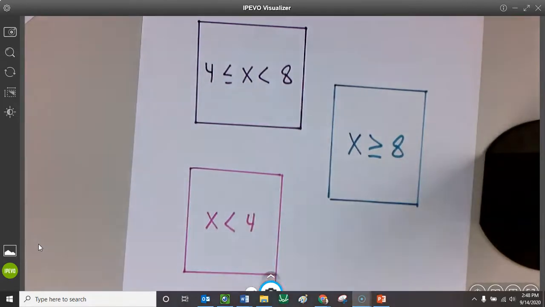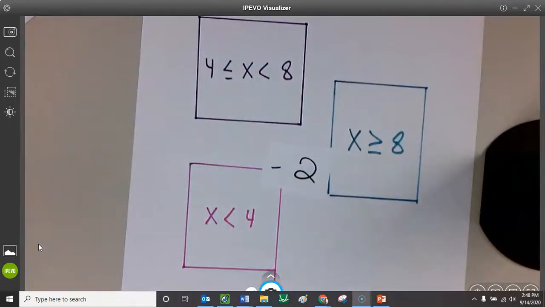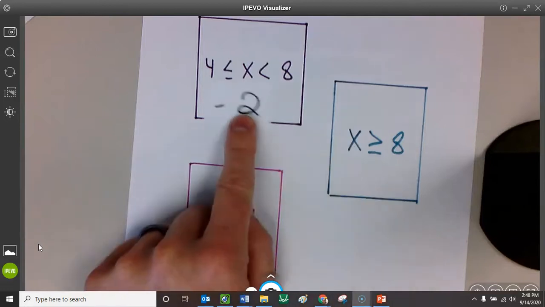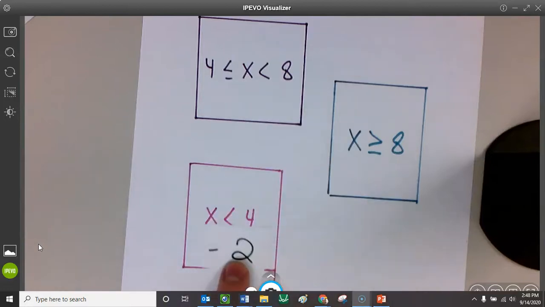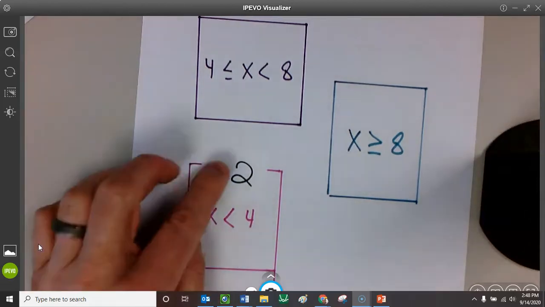So now what you guys did on that sideboard, everyone got assigned a number and then decided what interval it should go in. I'm going to do the same thing here, but I'm going to decide what little box, what little bin this should go in. -2. -2 is not greater than 8. It's not between 4 and 8. Is it less than 4? Yes, it is. So -2 would go in this interval or this bin.